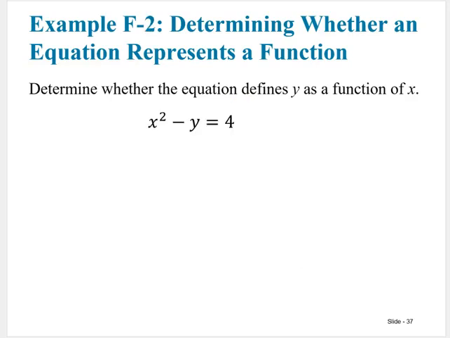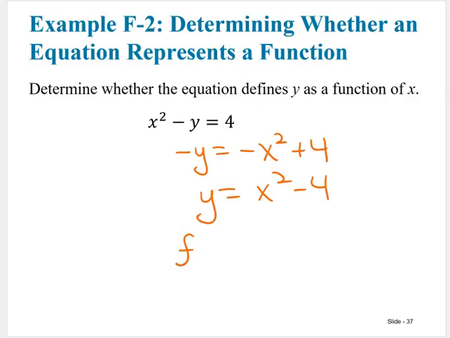All right, what about this next example? Right, so again, you're going to solve for y. So the first thing I'm going to do is move the x squared to the other side. And then I'm going to get rid of this negative sign in front of the y by changing all my signs. And lo and behold, I could solve for y. So when that happens, you can just replace the y with f of x, and there would be your function notation. So this is a function.